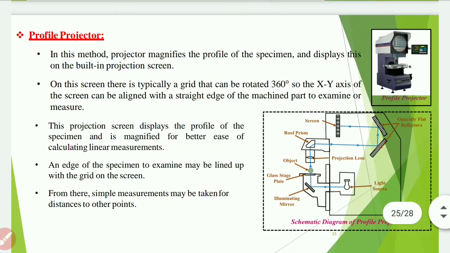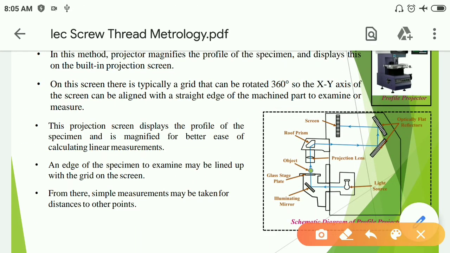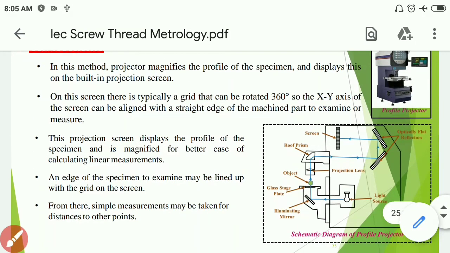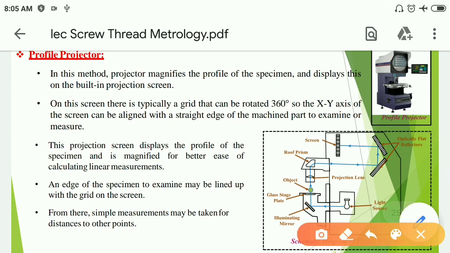Next instrument is the profile projector. In this method, the projector magnifies the profile of the specimen and displays it on the built-in projector screen. Here the instrument is shown. On this screen there is typically a grid that can be rotated 360 degrees, so that the XY axis of the screen can be aligned with the straight edge of the machine part to examine or measure.